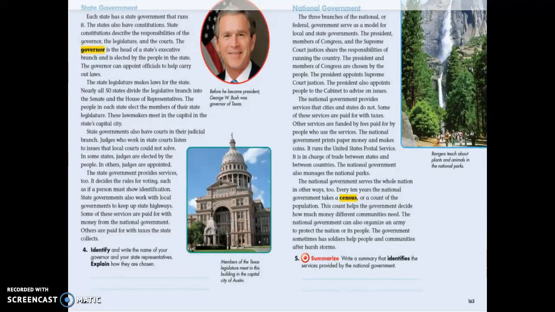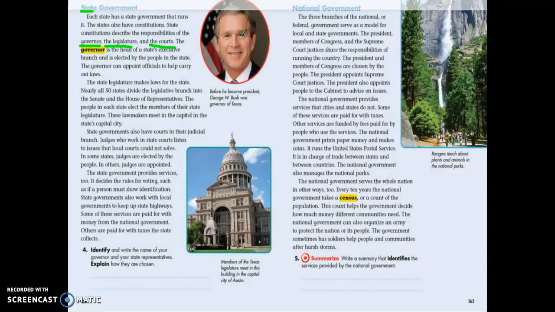Okay, now we're going to talk about state government. Each state has a state government that runs it. The state also has a constitution. State constitutions describe the responsibility of the governor, the legislature, and the courts. So again, even in the state government, we see the three branches: the governor, which would be the executive branch, the legislature, and the courts.